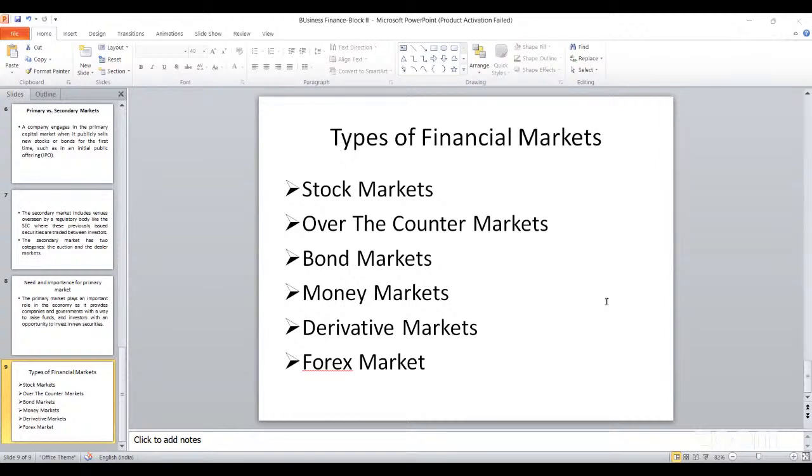Coming towards the first, that is the stock market. What will happen in this type of market? In this type of market, the organization or the firm makes a listing of its shares, which traders and investors wish to buy and wish to sell. So the stock market makes use of the IPO. This is the first-time offering, which we call the initial public offering.